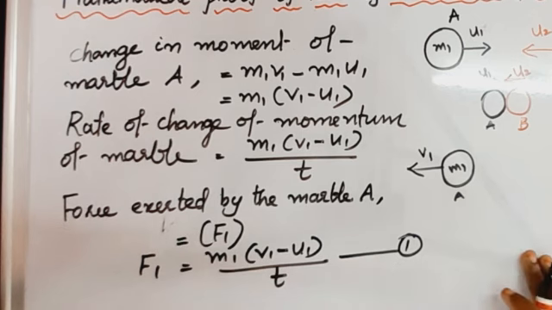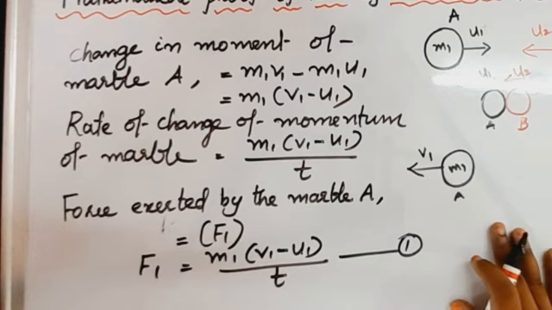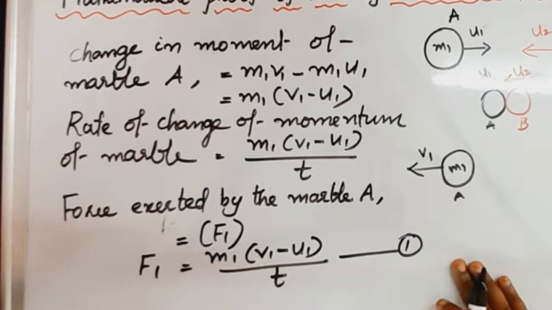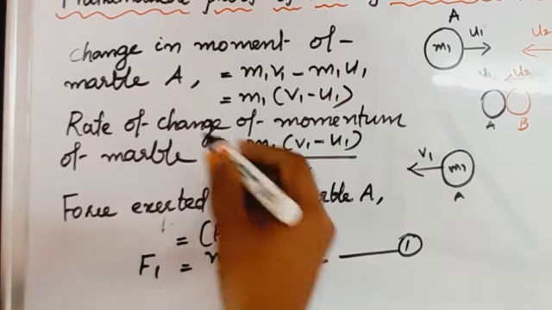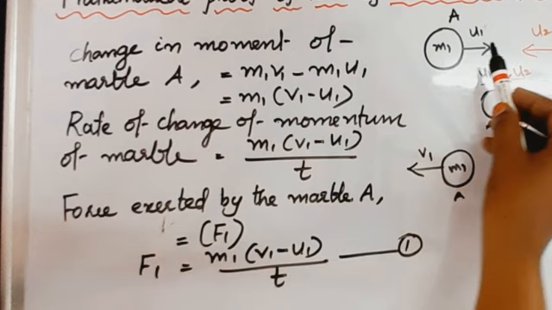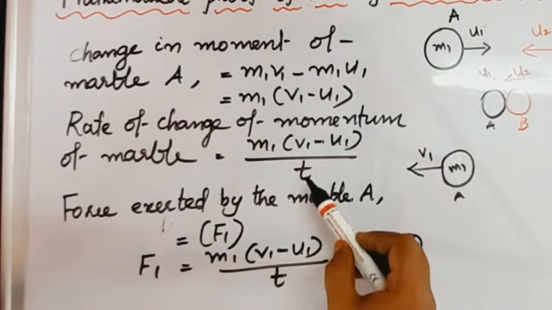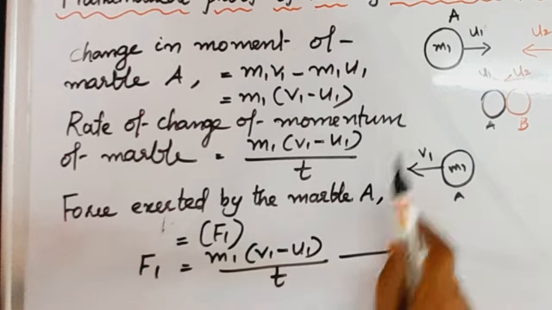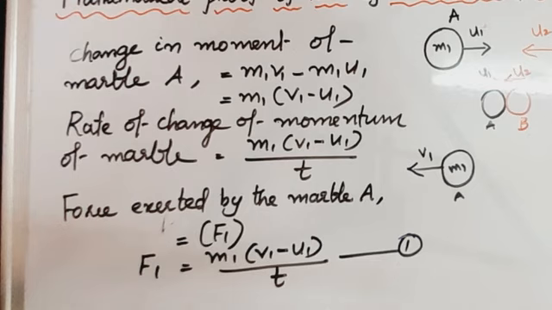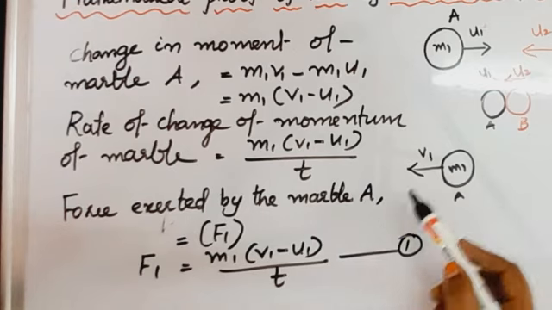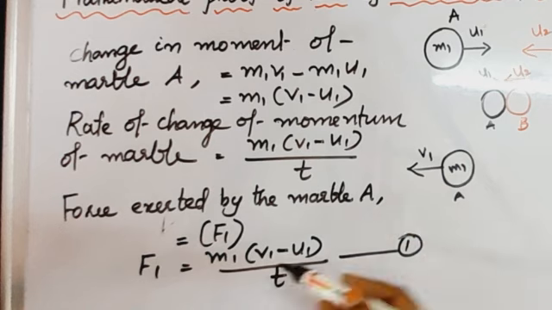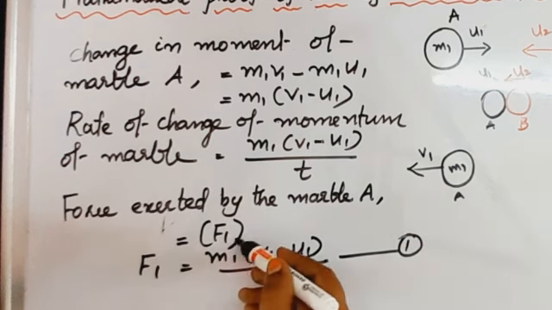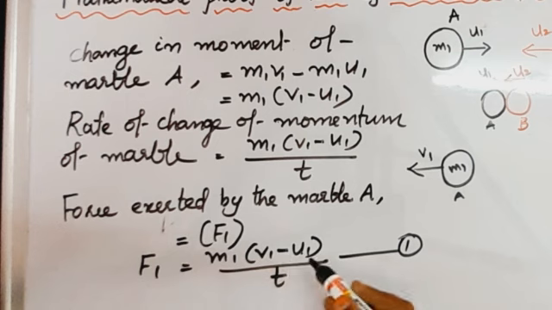This is about marble A. Similarly, we can write the change in momentum of marble B in time t seconds. Now we had written the change in momentum of marble A, and the rate of change of momentum we can write with the T. Then the force exerted by marble A is taken as F1, and the force exerted by marble B on A we can take as F2. So F1 is equal to M1 into V1 minus U1 divided by T.